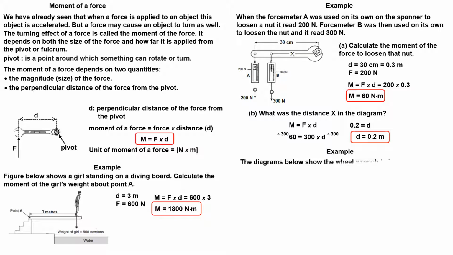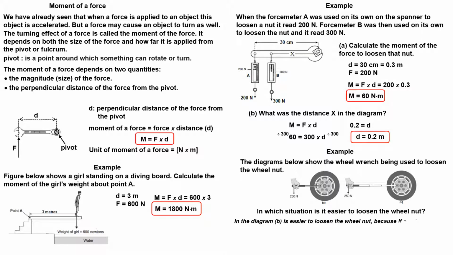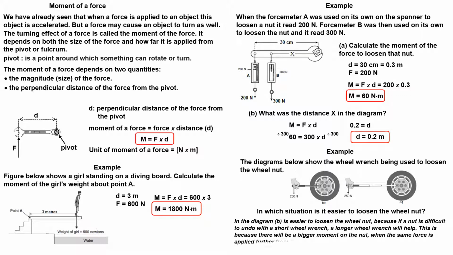Example, the diagrams below show the wheel wrench being used to loosen the wheel nut. In which situation is it easier to loosen the wheel nut? In diagram B, it's easier to loosen the wheel nut, because if a nut is difficult to undo with a short wheel wrench, a longer wheel wrench will help. This is because there will be a bigger moment on the nut when the same force is applied further from the pivot.